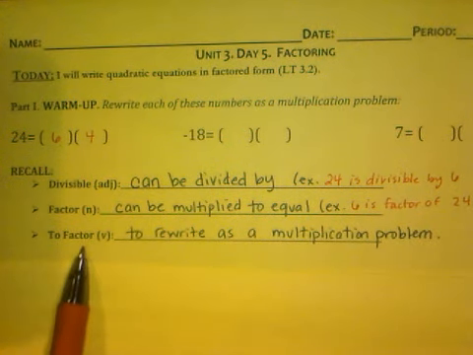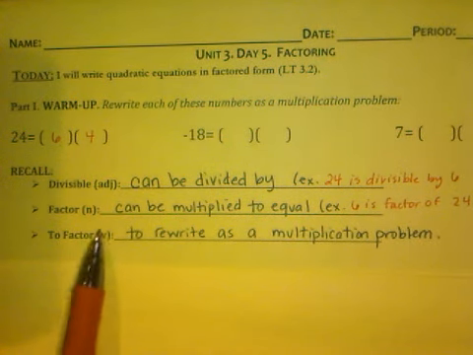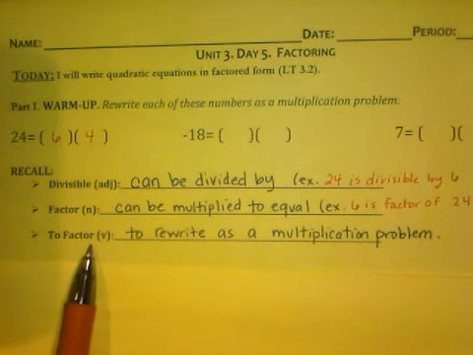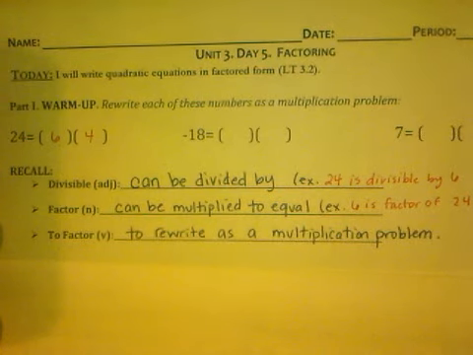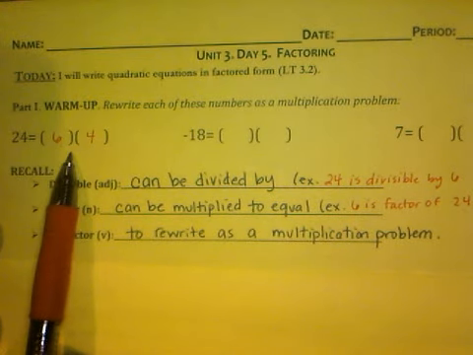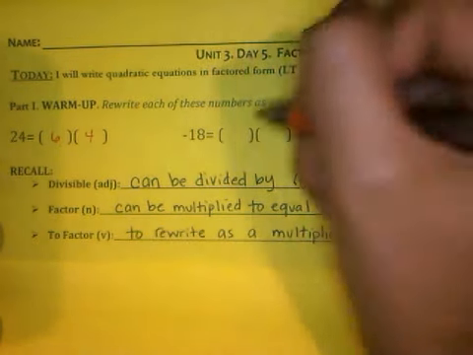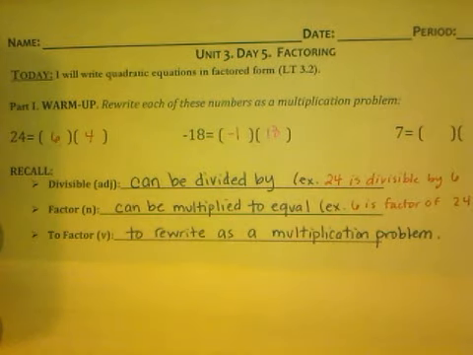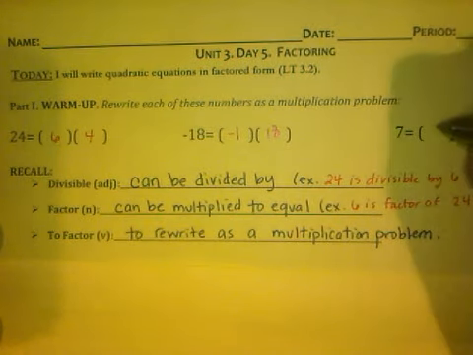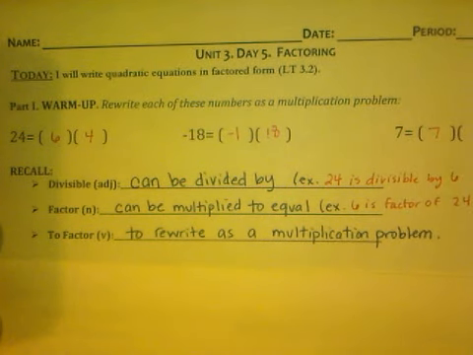Now, today we're going to look at the same word factor, but in its verb form. And to factor is a verb. It means to rewrite something as a multiplication problem. We've just done that with the number 24. We could do it with the number 18 as well in a number of ways. For example, -1 times 18. Just like we could write 7 as 7 times 1.